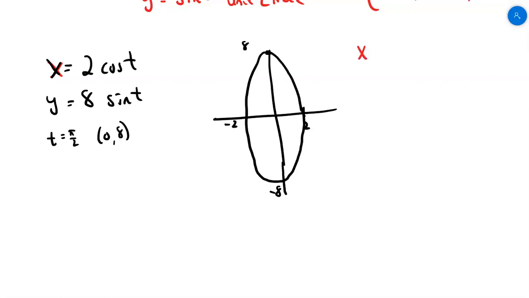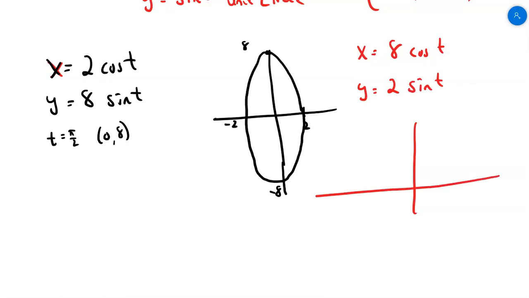What if I said I want to do x equals 8 times the cosine of t, and I want to let y equal 2 times the sine of t? Well, now things are going to be reversed. Cosine of 0 is 1, 1 times 8 is 8, so I'm going to get an ellipse that goes this way, and the major axis now will be the x-axis instead of the y-axis, right? So I'll end up with an ellipse that looks like that.